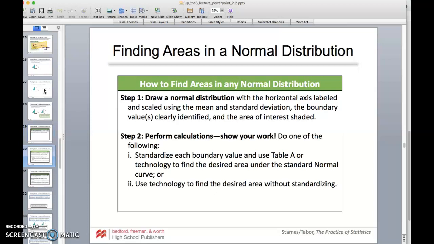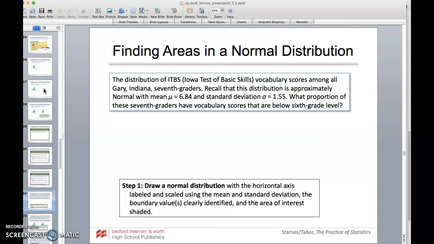You can do a couple of things. You can standardize each value and use Table A, which is our Z table, or we can use some technology in order to do that. Don't be afraid to watch that technology corner video to show you the steps on how to do that. It's always a good reference to go back to in case you forget. And then, of course, you can use technology to find the desired area without standardizing. That's another way you could certainly do that as well. So always make sure you go back and answer the question that was asked. And again, make sure to write complete sentences.